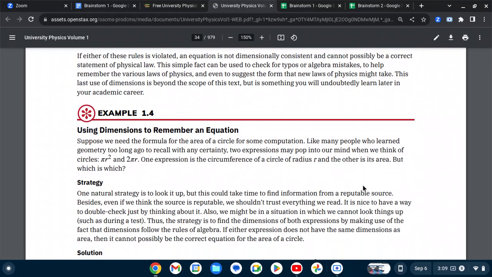If either of these rules is violated, an equation is not dimensionally consistent and cannot possibly be a correct statement of physical law. This simple fact can be used to check for typos or algebra mistakes, to help remember the various laws of physics, and even to suggest the forms that new laws of physics might take. This last use of dimensions is beyond the scope of this text, but is something you will undoubtedly learn later in your academic career.